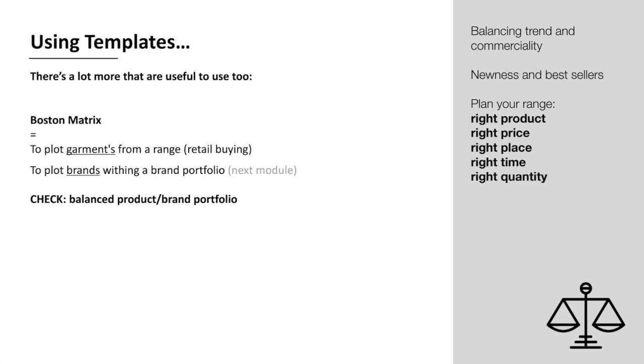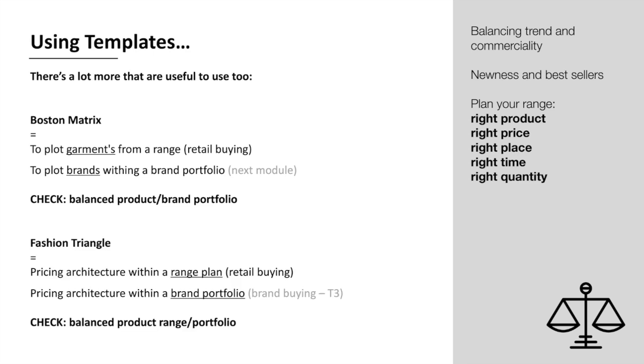Now, we'll be looking at this more next week. At the moment, we're going to focus on the fashion triangle. So it's to check the pricing architecture within a range or the pricing architecture within a brand portfolio.